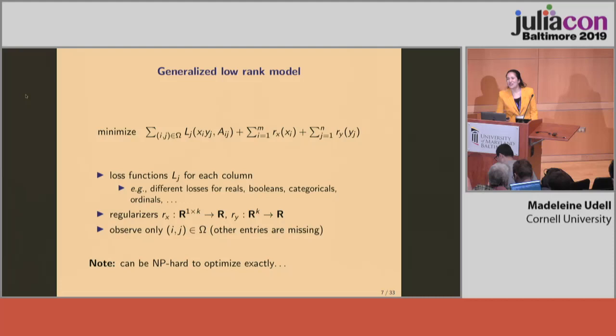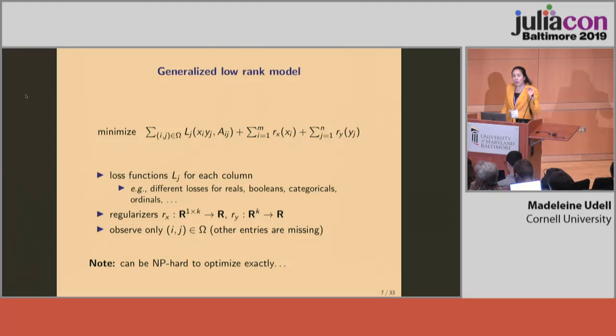Okay, so we're going to generalize the PCA objective to find our X and Y that best fit our data table A. We're going to generalize that PCA objective in three ways. One is instead of using the least squares loss function, we're going to use loss functions L_j that are adapted to the data types in each column. So we're not going to subtract A_ij from x_i y_j, because we would end up doing something like subtracting California from 7.2, which is not something you should do. I'll tell you a little bit more about loss functions a bit later.